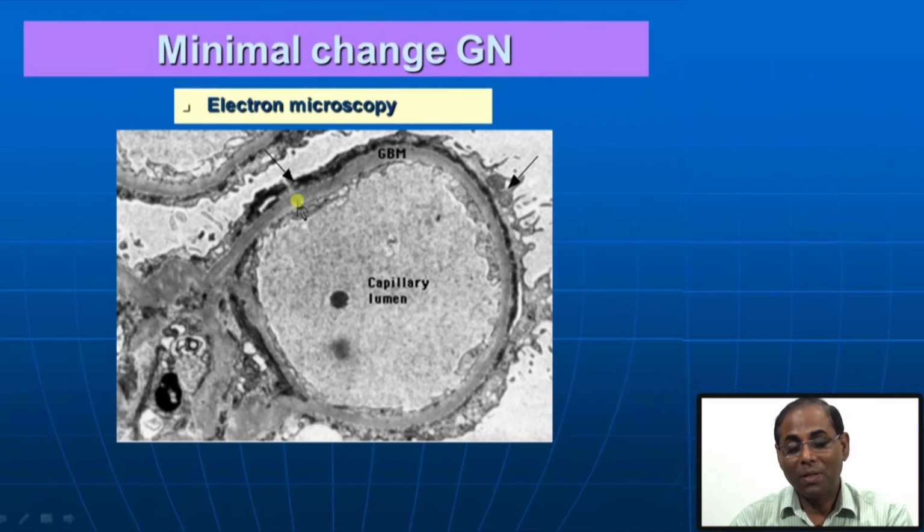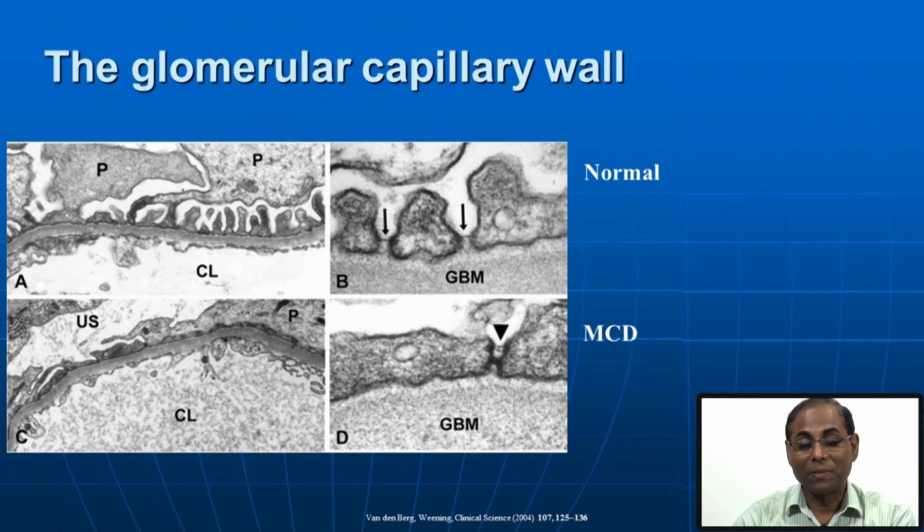Now, the other important issue is that there is no electron dense deposit in the glomerular capillary wall. Electron dense deposit indicates immune complex deposit. So, in this disease there is no immune complex deposit. That is why under electron microscopy we do not see any dense deposits. So, this is the comparison between normal and minimal change disease.